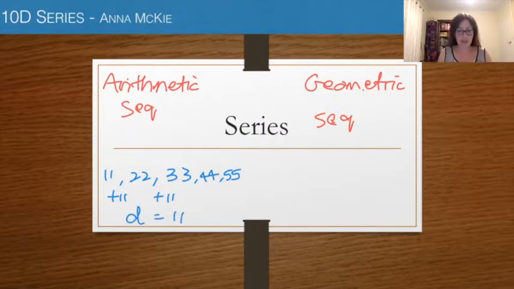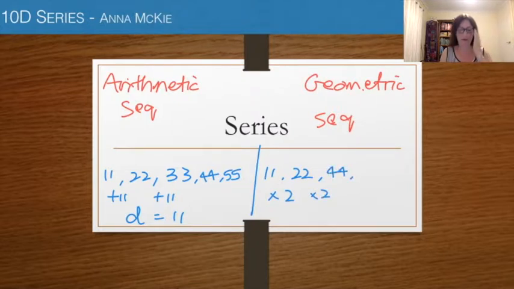And geometric sequences, if we started with the same numbers, if we had 11, but let's say we multiplied through by 2 each time, well, we'd still get 22 there. But now multiplying that by 2, you get 44. Multiply that by 2, 88. Multiply that by 2, 176. And we call that a common ratio.